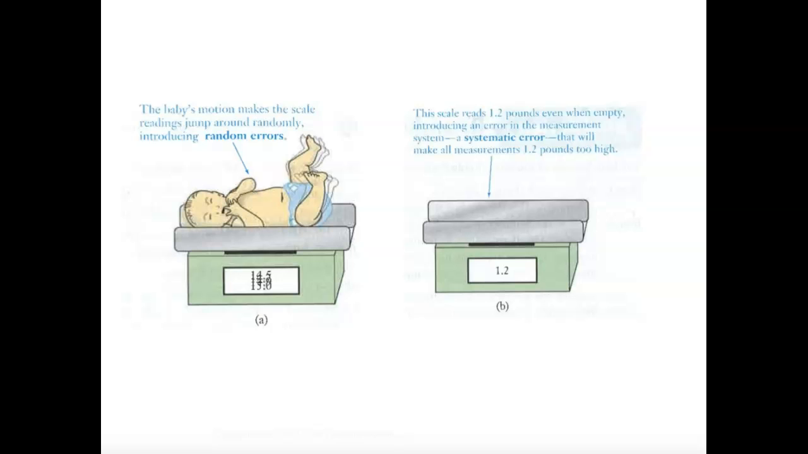This is the example our book gives. I don't like it as much, but it kind of illustrates it. If you're trying to weigh a baby and the baby's moving around on the scale, that might cause the numbers to jump. Those would be considered random errors. But if you remove everything from the scale and the scale is still reading 1.2 pounds, that means it's miscalibrated and it's going to overweigh everything that you put on it by 1.2 pounds. So that's systematic. There's something wrong with the measurement tool, versus this is random.